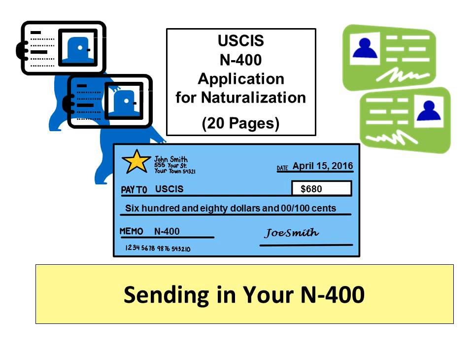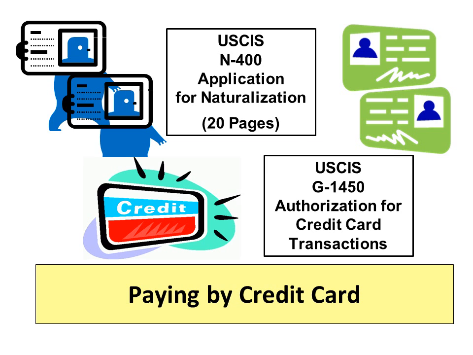So that's about it. Let's talk a little bit about sending in your N400. You have to supply 2 passport photos, your completed application for naturalization, a copy of the front and back of your green card, and a check for $680. If you're paying by credit card, you have to submit a G-1450 that authorizes credit card transactions.